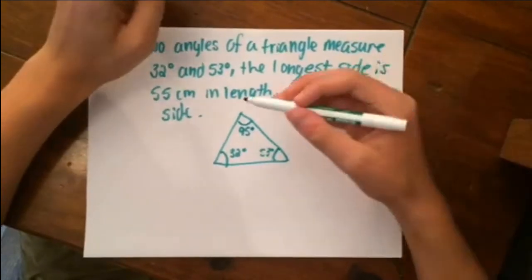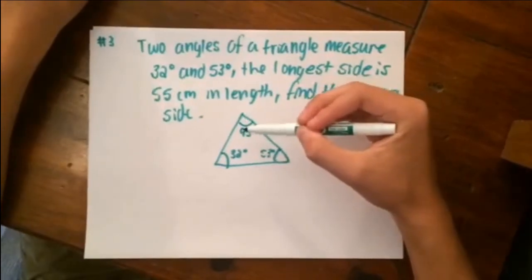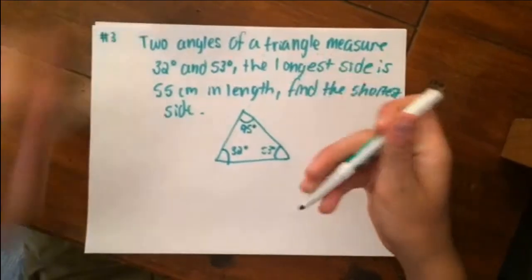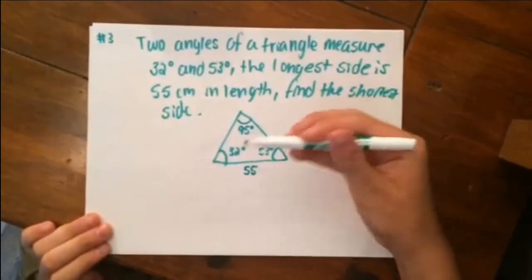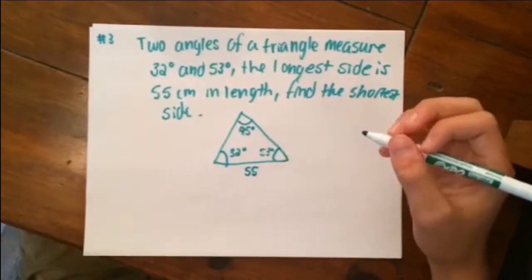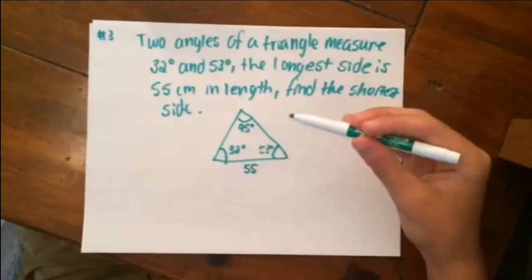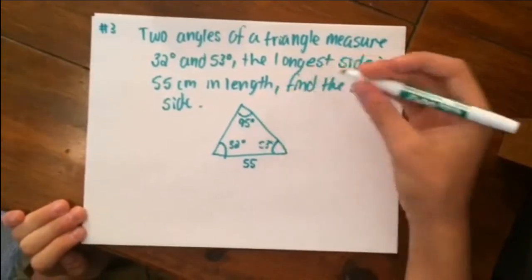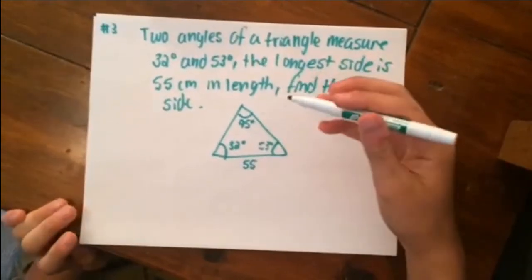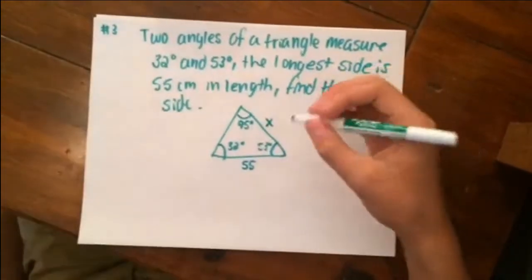So the longest side is the one across from the largest angle. This is the largest angle, so this would mean that this is the longest side. So this would be 55. The shortest side would be the one across from the smallest angle. Since this is the smallest angle, this would be the shortest side, even though it doesn't really look like it with the triangle. So this would be what we're trying to solve for.